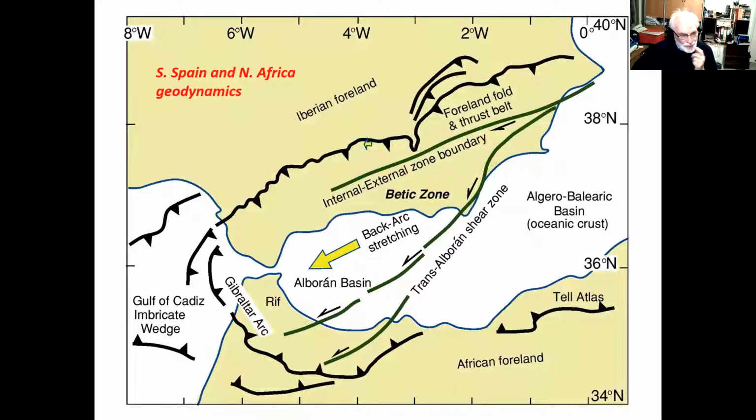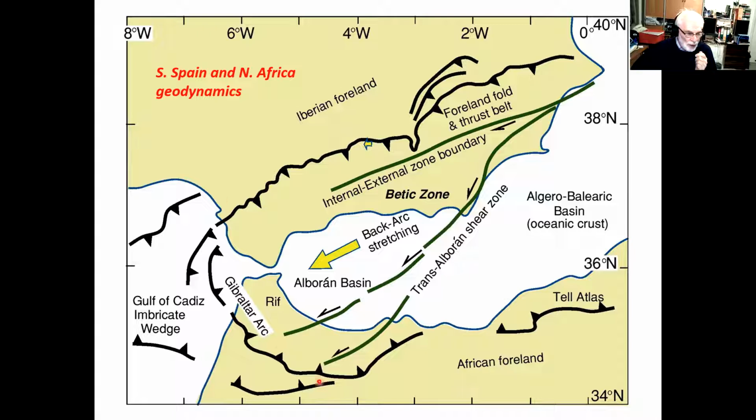So turning our attention to southern Spain, there are some fairly obvious key features that one can see. First of all, there's a very strongly arcuate range of mountains, the Betic Cordilleras here, which are trying to thrust themselves over onto the Iberian foreland, and you have the Rif and the Atlas Mountains trying to push themselves over onto North Africa.